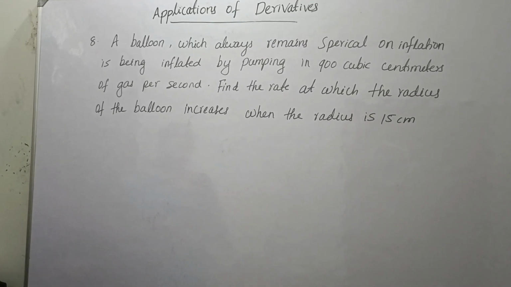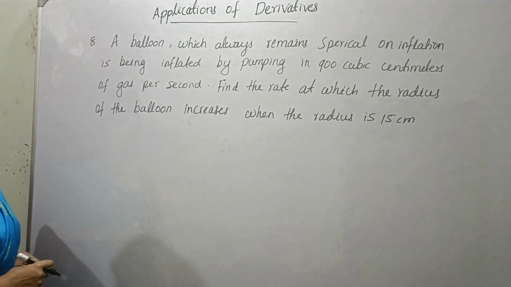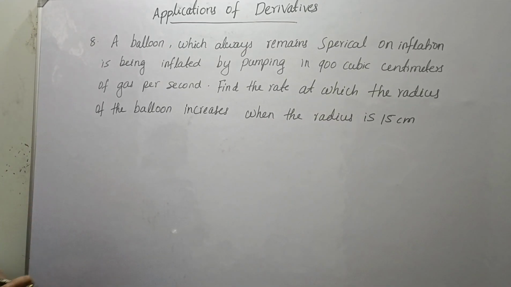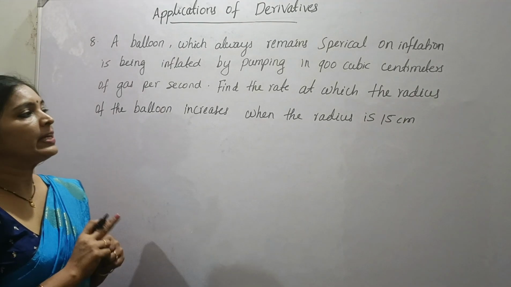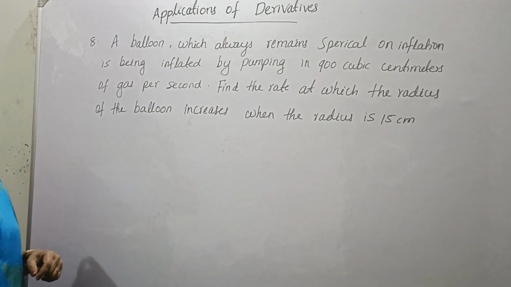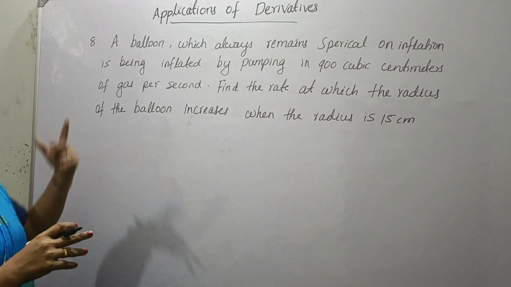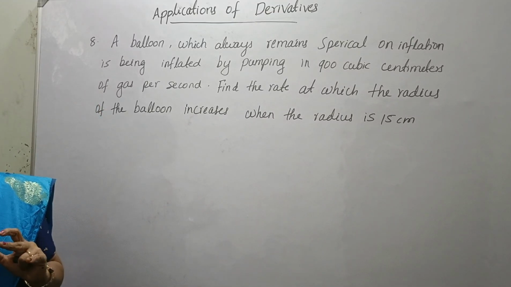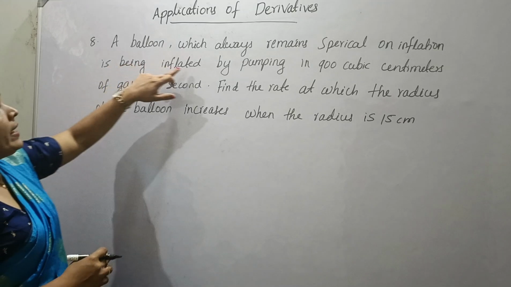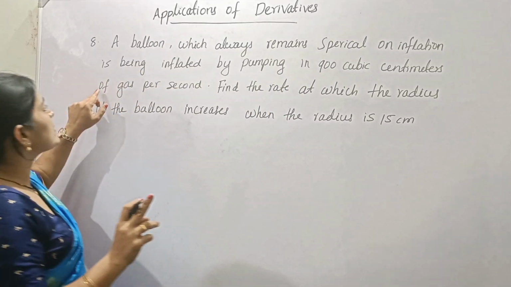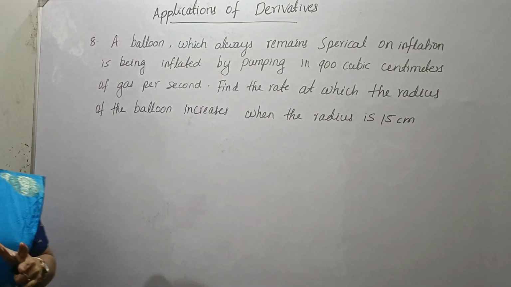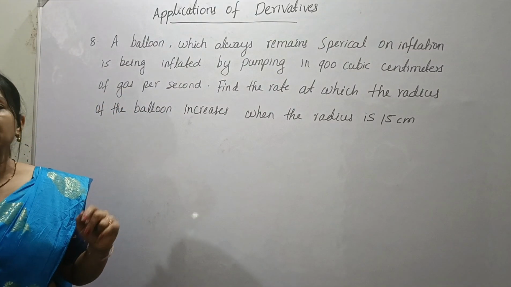A balloon which always remains spherical on inflation is being inflated by pumping in 900 cubic centimeters of gas per second. Find the rate at which the radius of the balloon increases when the radius is 15 centimeter. It is mentioned that the balloon always remains in the shape of a sphere, and it is inflated by pumping in 900 cubic centimeters of gas per second.